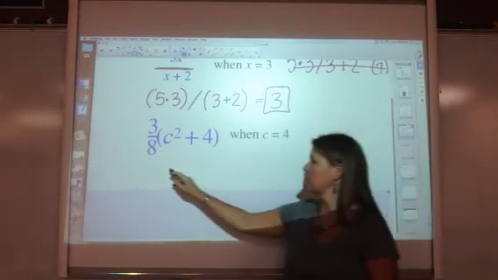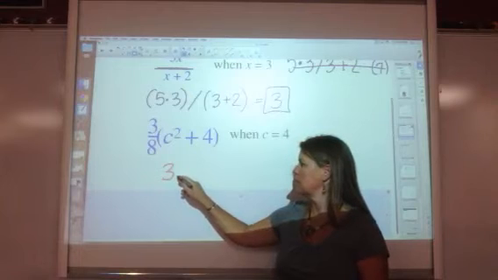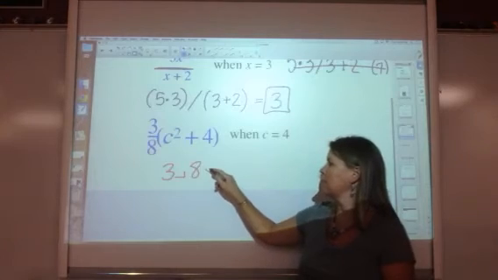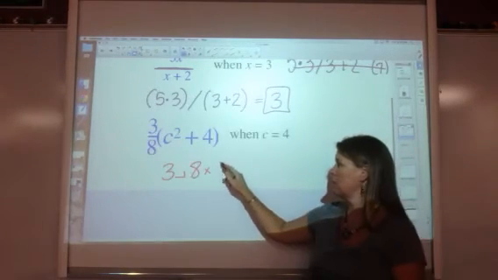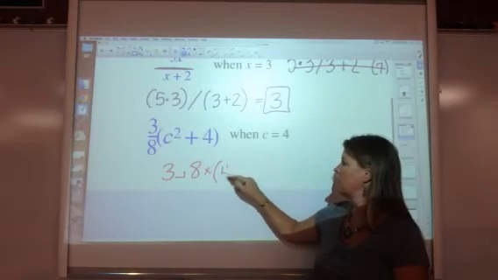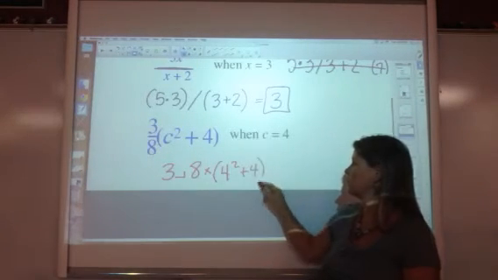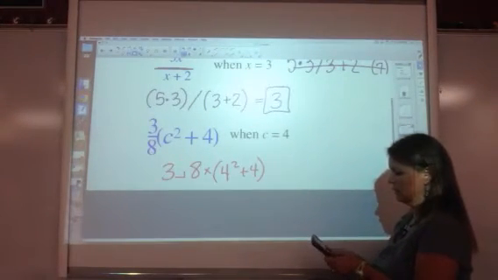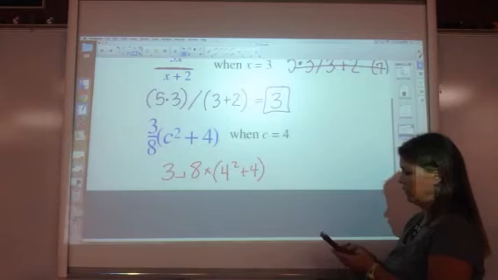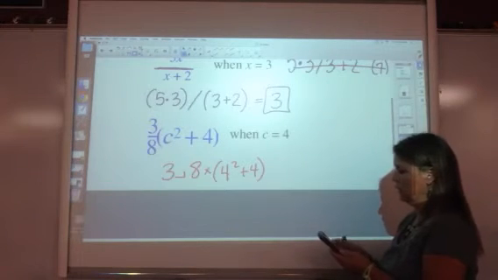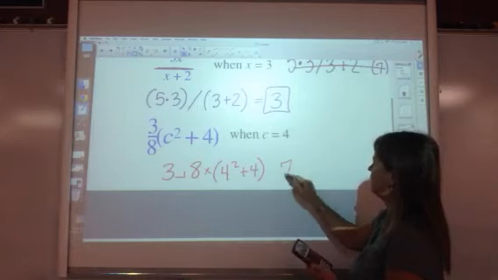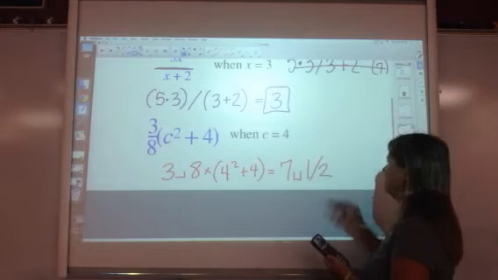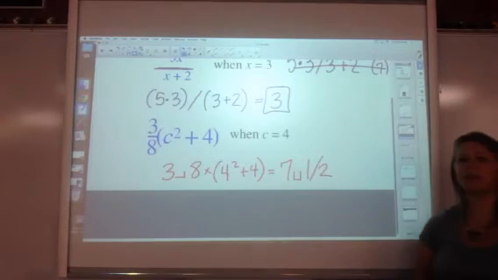When I type in a fraction on my calculator, it looks like this. 3, it gives this little L shape, 3 fraction 8. Times, some of you need a time sign, some of you don't. Some of you could just use the parentheses. 4 squared plus 4. Hit your equal sign when you're done. 3/8 times 4 squared plus 4 equals, mine says 7 and 1/2. Don't write that as your answer, please.